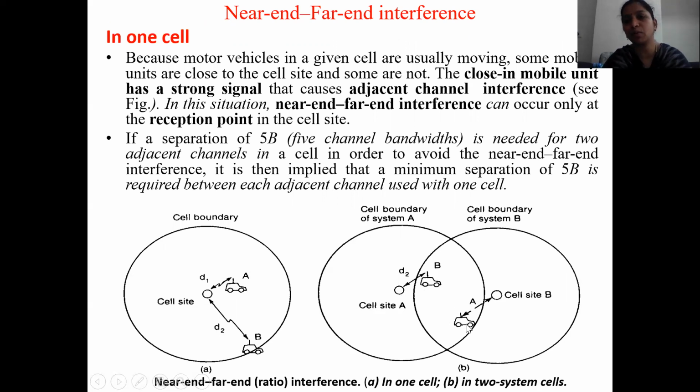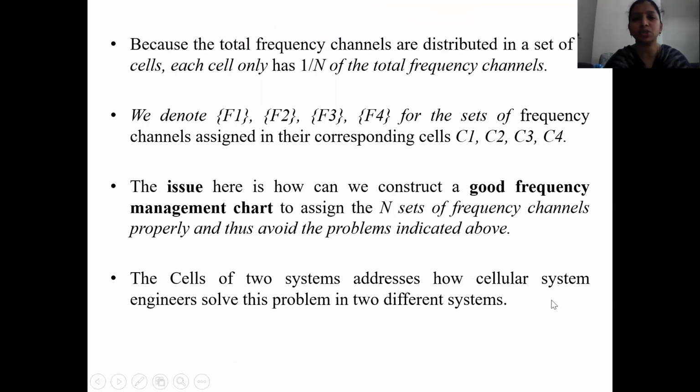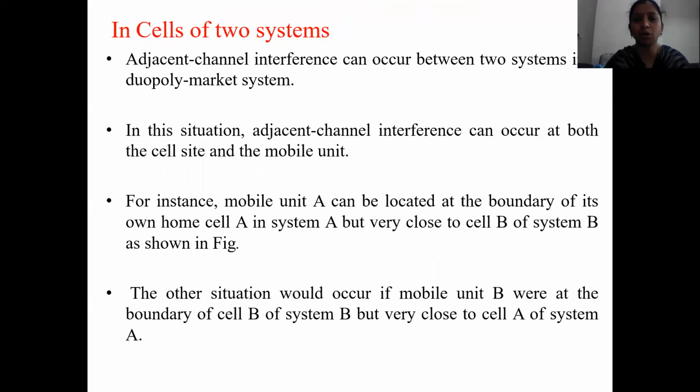Same situation with the mobile unit A. It is far away from its own cell site A, and it is close to the other system's cell site B. This is the situation we are talking about. The other situation would occur if mobile unit B were at the boundary of cell B of system B, but very close to cell A of system A. So that is what I have shown in the figure.